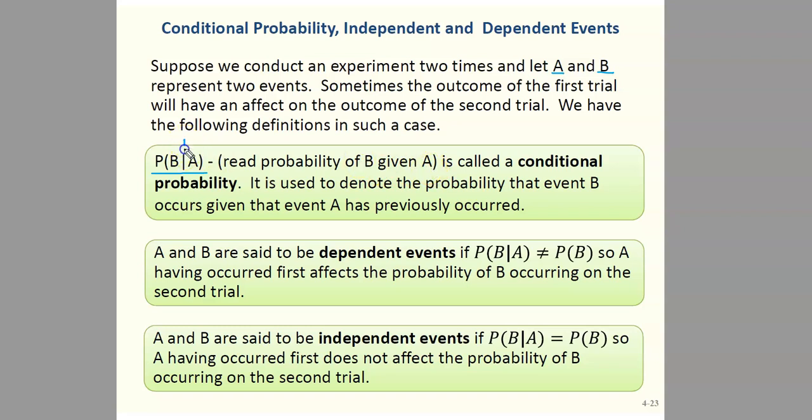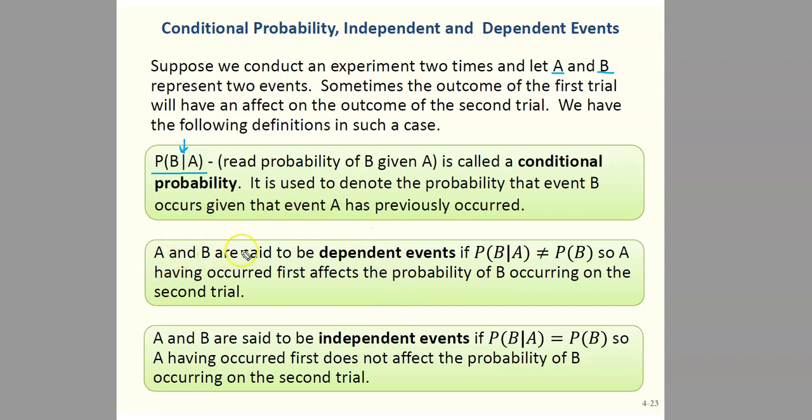So this little bar right here means given that the event A occurred previously. So once again, this is the probability of event B occurring given that event A has already occurred. Now that's called a conditional probability, and it's used to denote the probability that event B occurs given that A has already occurred. So now we have these definitions for dependent and independent events.